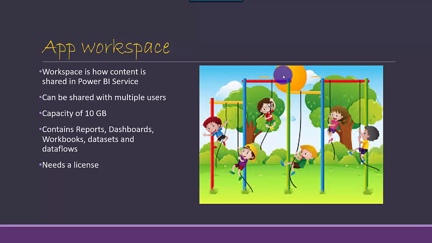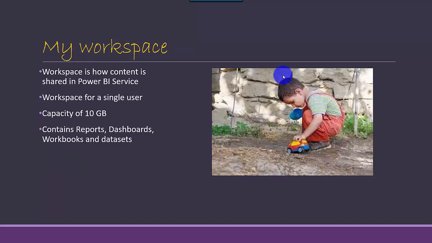You can share your reports with multiple users, which you can also do with My Workspace. But here you can work collaboratively, so other people can also put in their work. It also has a capacity of 10 gig, but it can be increased if it is backed by premium capacity. It contains reports, dashboards, workbooks, datasets, and dataflows. Dataflows is an extra component which comes in with an App Workspace. And you need a Pro or a Premium license for an App Workspace, whereas My Workspace doesn't need a license.